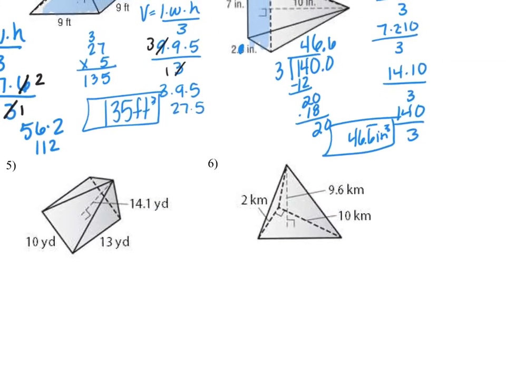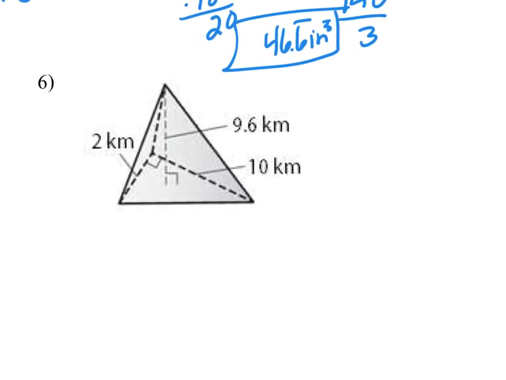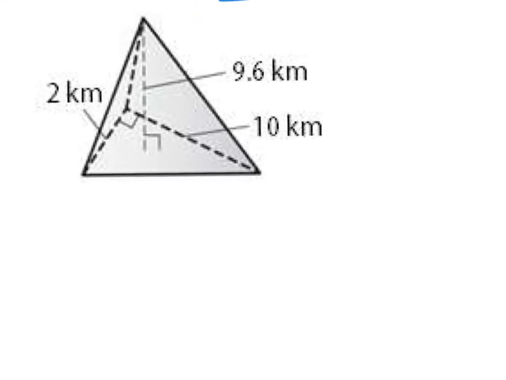Just for instruction and time's sake on the overall thing, I'm going to look at this one. This has a different base. What kind of base is it? Do you see it? Triangle. That changes things a little bit, okay? Because when we're talking about a base, that means our base formula changes. It's not just length times width anymore. It's length times width divided by 2, right? Okay? So instead of divide by 3, we're going to divide by 6, okay?